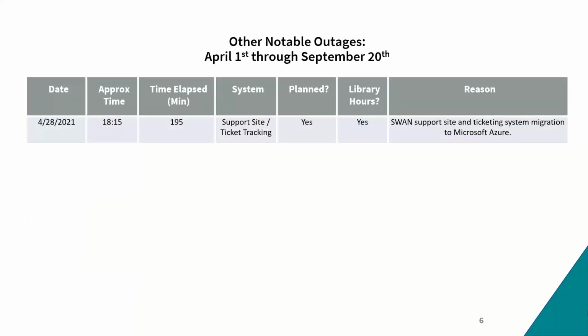We're also tracking other notable outages now, and we've been doing that for the last few quarters. In the last 6 months, the only other notable outage that we've had is the support site and ticketing system was down for a planned outage. That was when we migrated the SWAN support site and the ticketing system from our Rails data center to now having those hosted in Azure.